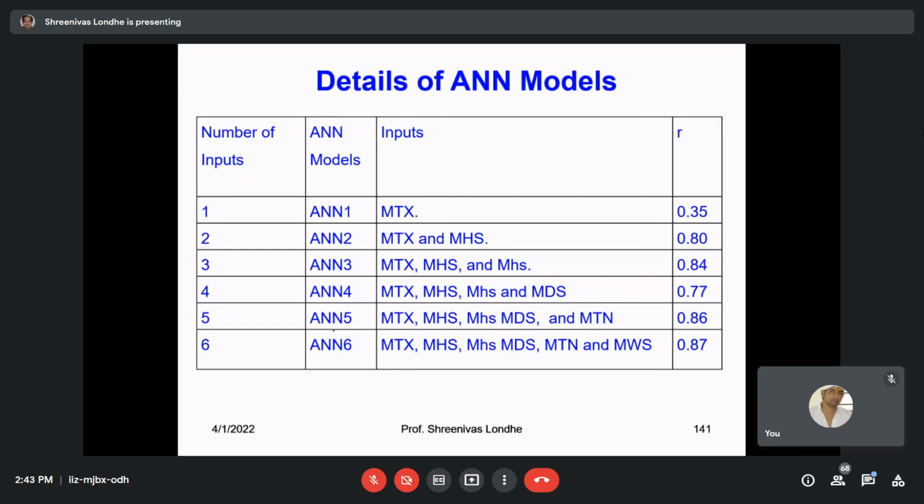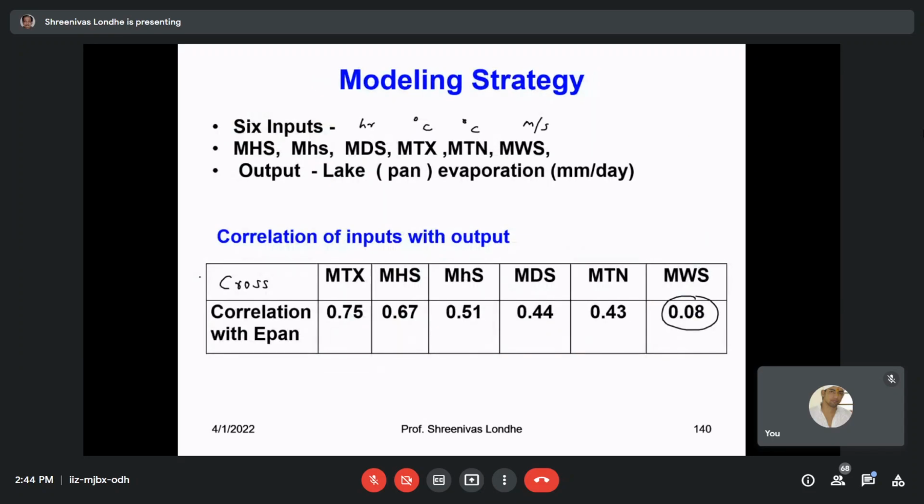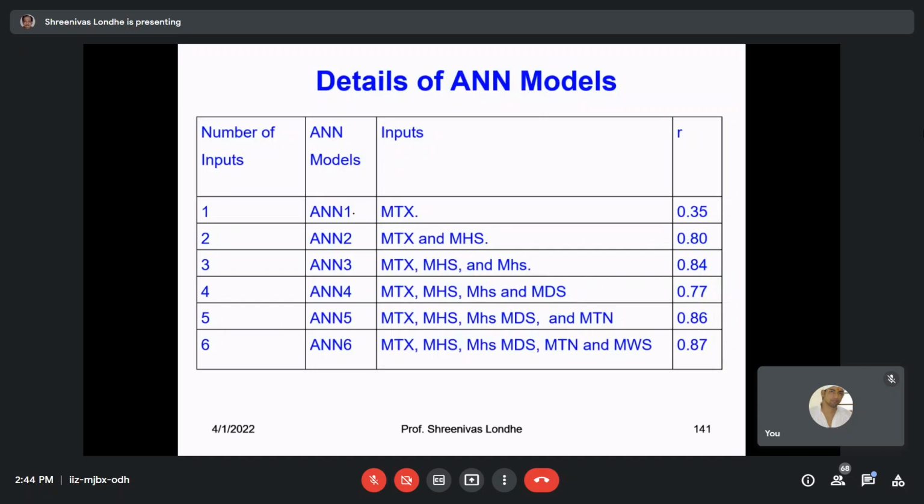So we developed the model. First, we took the best one. That is, we will only use MTX values in the ANN and get the pan evaporation. Our result was very bad, 0.35. But it gave a certain result. And when we added the value of humidity, I got a quantum jump in my answer to 0.8. Now, as you can see here, this is the relative humidity, which is smaller. Then I am adding sunshine duration, minimum temperature, and lastly, see the model where all 6 inputs are there. My answer is very good.